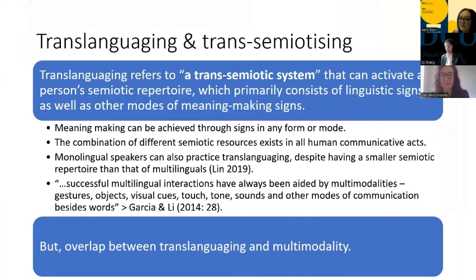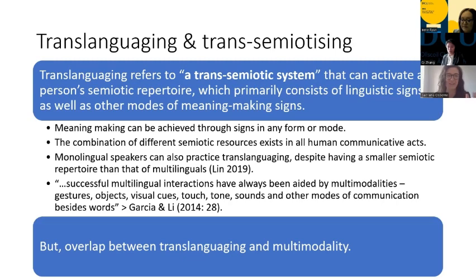Monolingual speakers can also practice translanguaging despite having a smaller semiotic repertoire than that of multilinguals, which makes sense because if different meaning making can be achieved through signs in any form or mode, it is easy to see how it can happen. Successful multilingual interactions have always been aided by multimodalities, including gestures, objects, visual cues, touch, tone, sounds, and other modes of communication besides words. So again, taking the words out of it, monolinguals also can practice this translanguaging process, which we can see. There is some kind of overlap between translanguaging and multimodality.